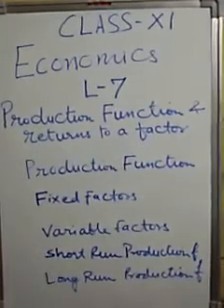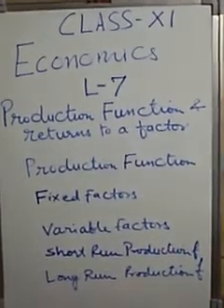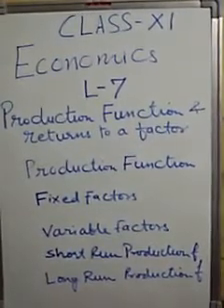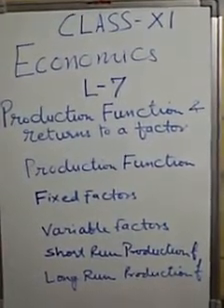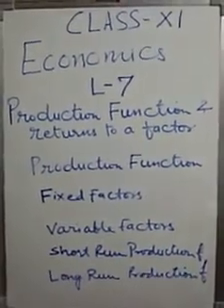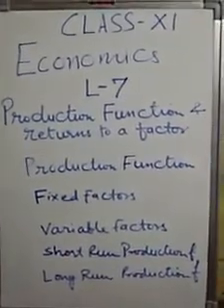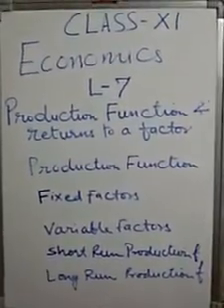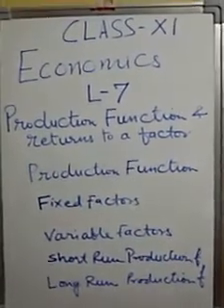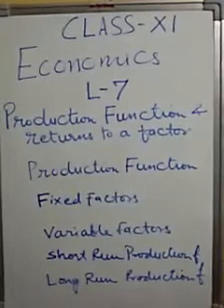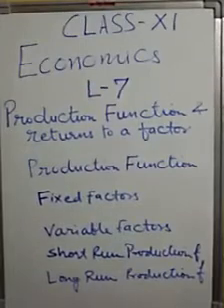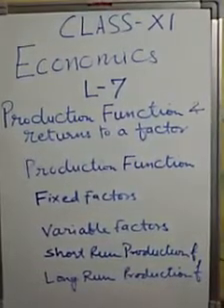Now, in the short period production function, output is increased by increasing the application of one variable factor only. Whereas in long run, output is increased by increasing the application of all the factors. The scale of output remains constant no matter what the level of output is. Whereas in the long run period, the scale of output tends to change with the change in the level of output.